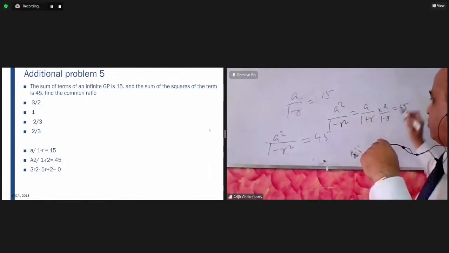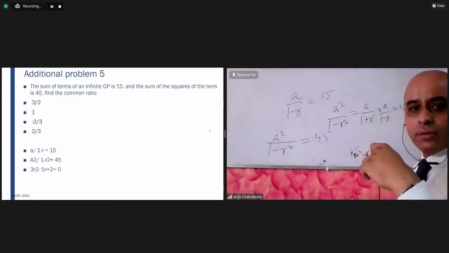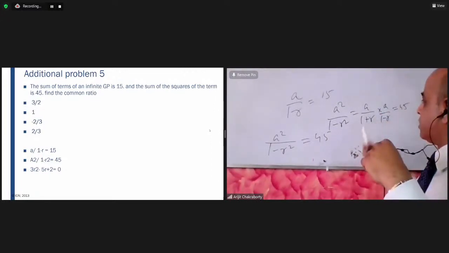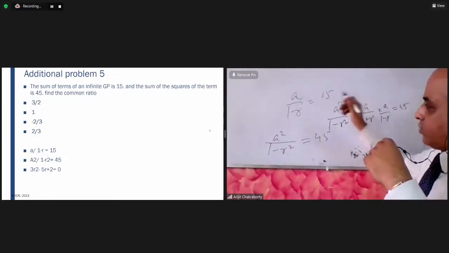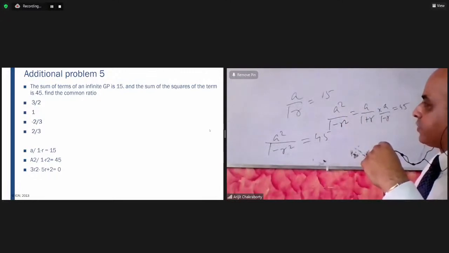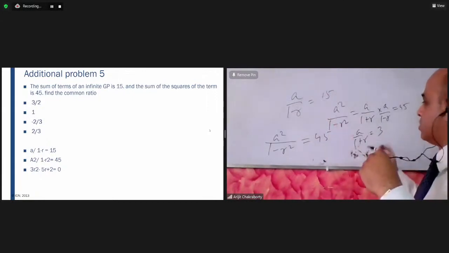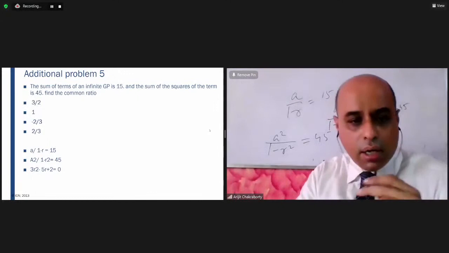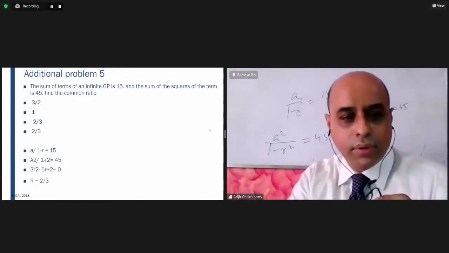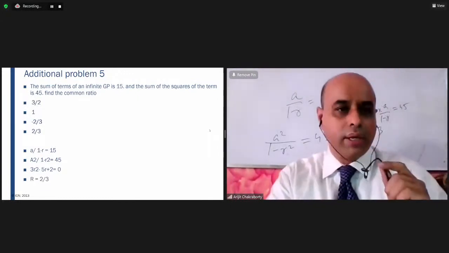This is 45. So from here, we will definitely get a particular ratio and a particular value which we can use, or we can also equate. In fact, this will give us A by 1 plus R is 3, and you know A by 1 minus R is 15. So from these two equations, you can solve for R, and it will be a quadratic equation. R will come to 2/3.